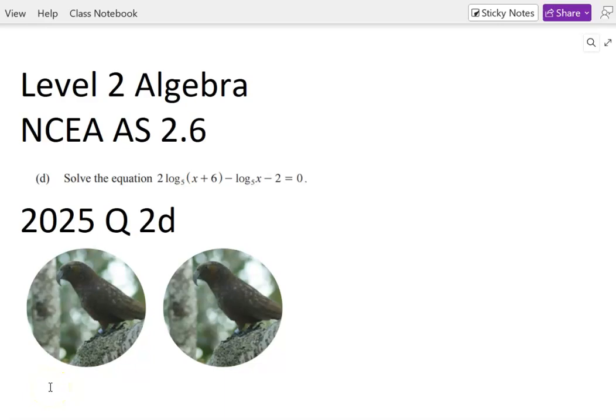Kia ora, here's question 2D from the Level 2 Algebra exam for 2025. So we have to solve an equation with logs.